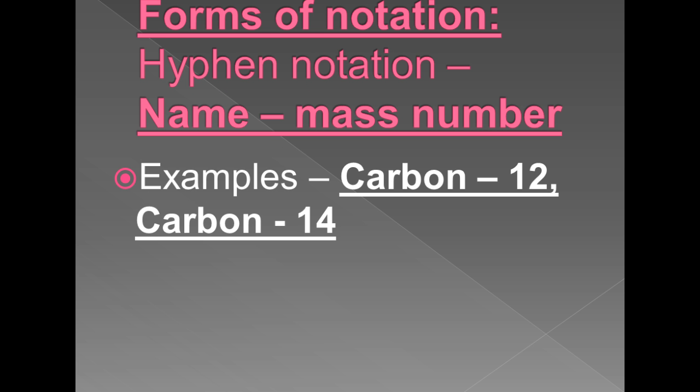So some forms of notation. So some ways we can write down some atoms. This is called hyphen notation. We write the name and then a hyphen and then the mass number. So here are some examples. We could write carbon-12. This is carbon that has a mass of 12, and then we could also write carbon-14. This carbon atom has a different mass. This carbon has a mass of 14. You may have heard these before, specifically in maybe history or science class.